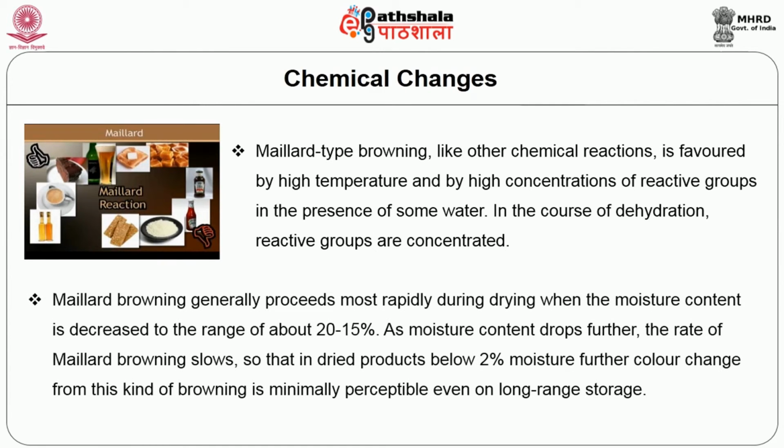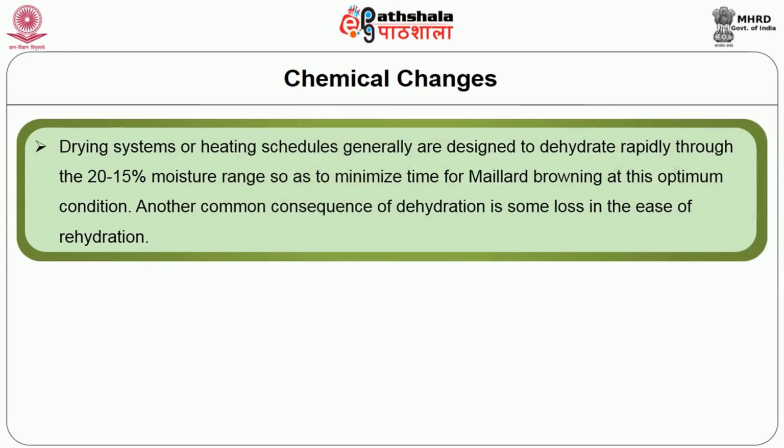Maillard browning generally proceeds most rapidly during drying when the moisture content is decreased to the range of about 20 to 15%. As moisture content drops further, the rate of Maillard browning slows, so that in dried products below 2% moisture, further color changes from this kind of browning are minimally perceptible even on long-range storage. Drying systems or heating schedules generally are designed to dehydrate rapidly through the 20 to 15% moisture range so as to minimize time of Maillard browning at this optimum condition.